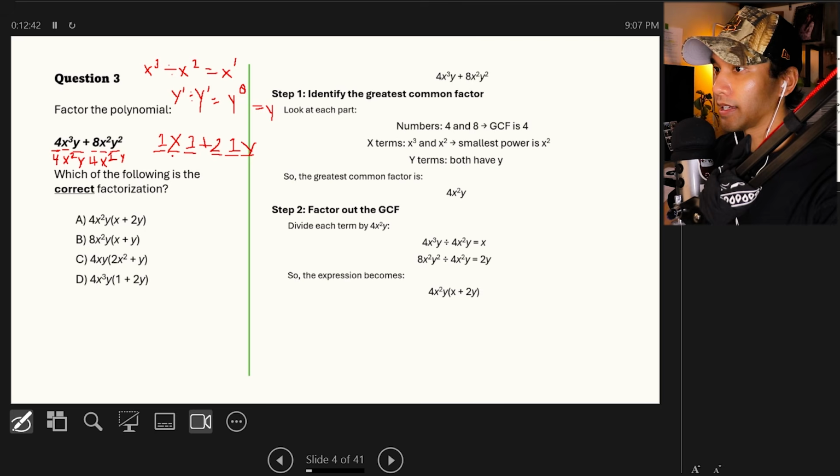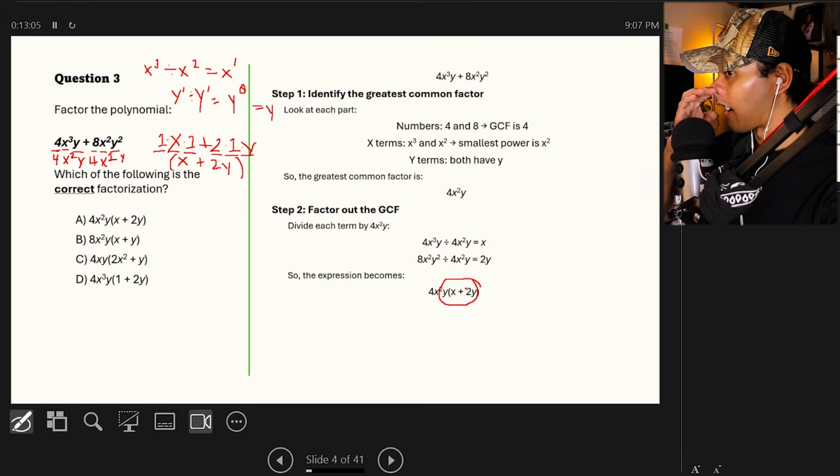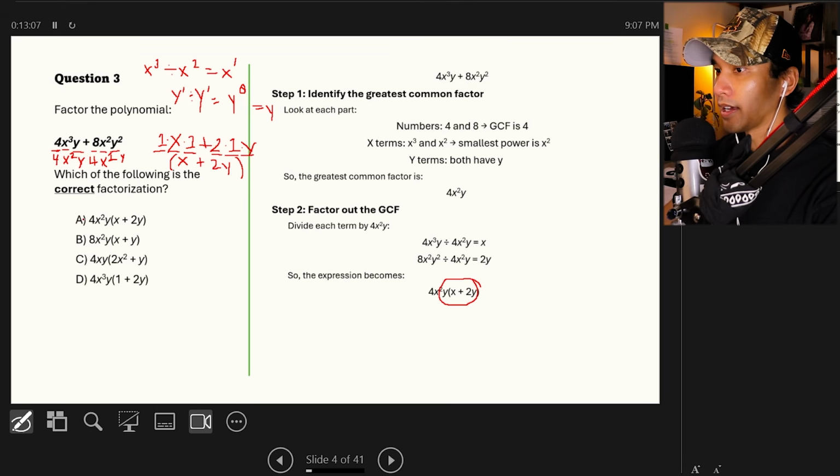So if you look at these, it's 1 times x times 1 equals x, plus 2 times 1 times y equaling 2y. So that's what happened when we took out 4x squared y, the greatest common factor. That's where this came from. All right, and then the answer choice is A.